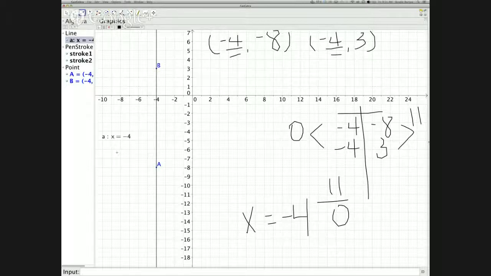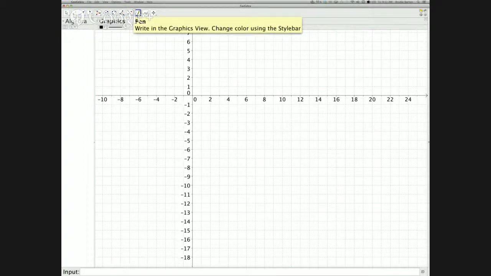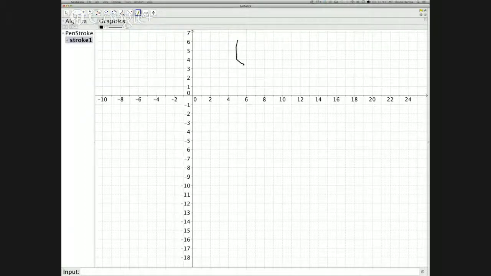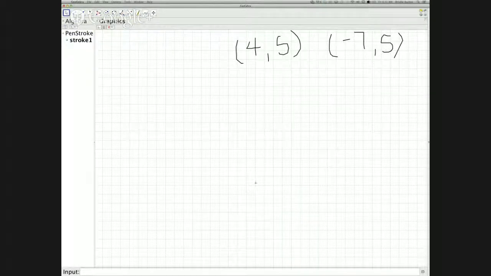Excuse me. All right. And that's fine, as long as you're watching them. All right. Number 49 is 4, 5 and -7, 5. All right, on this one, I'm not going to use any graphing to help me, and do it all algebraically.